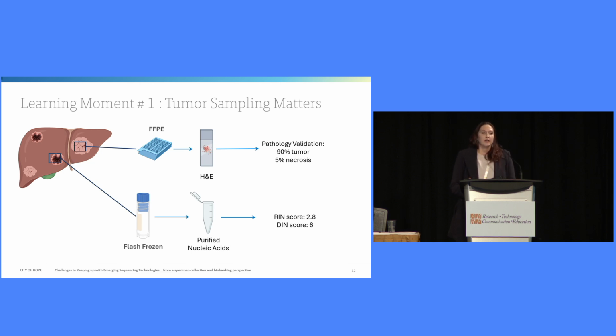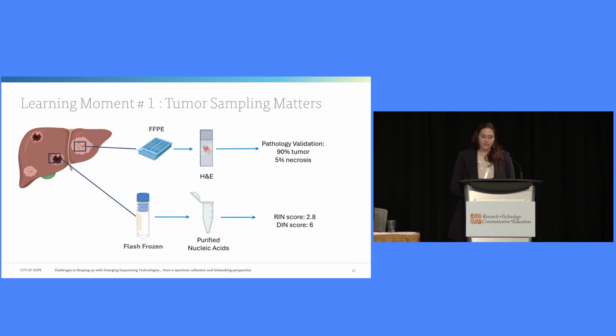So after some back and forth discussion with our lab, they decided to pivot to only using FFPE tissue, even though this risked lower quality DNA and RNA extraction overall. We decided that at least we could validate the quality of the original specimen by H&E, and if we needed to, we could perform microdissection to ensure that we were only including tumor in our sequencing input.